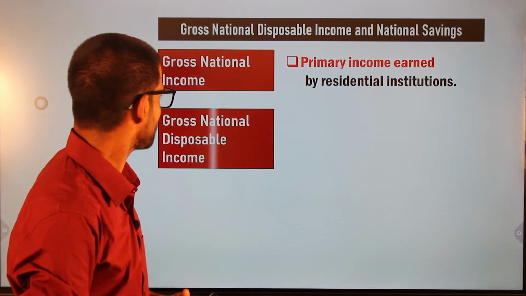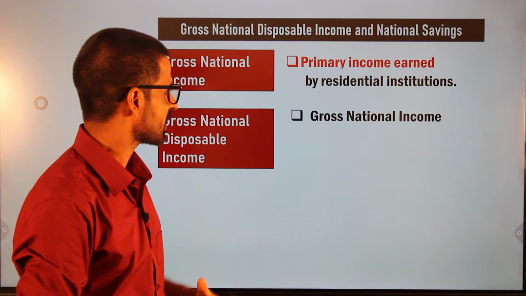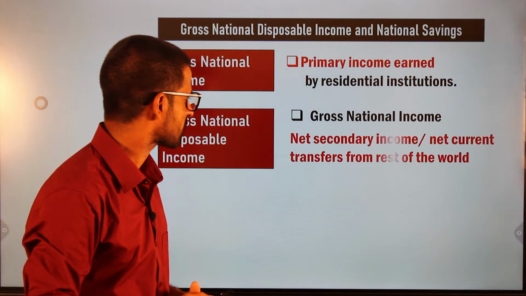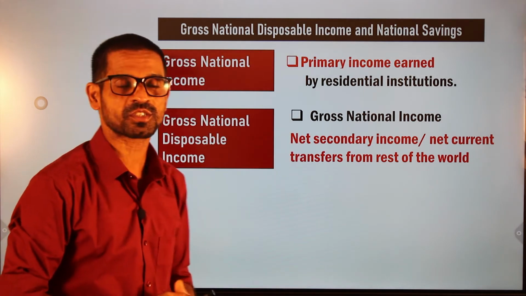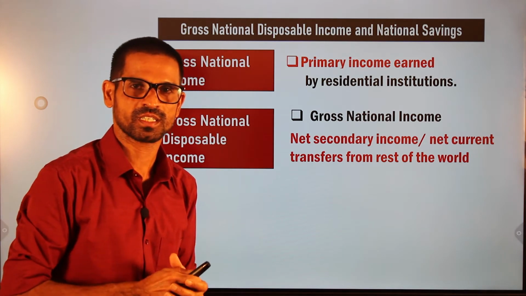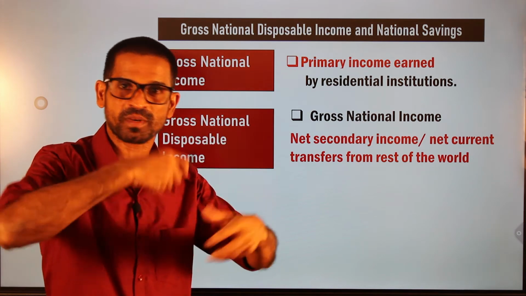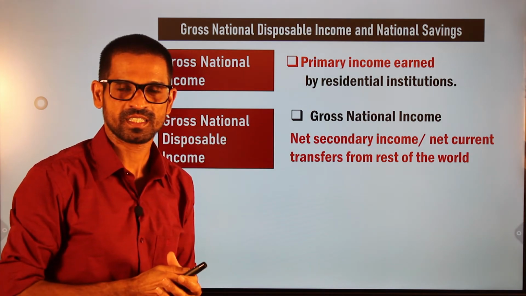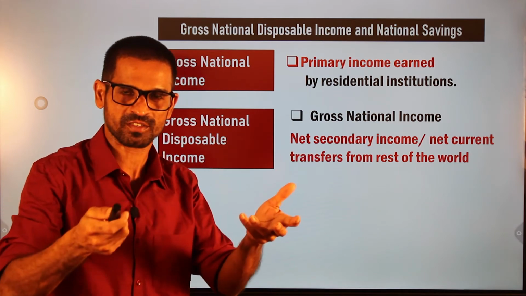So gross national disposable income consists of not only this primary income, that means gross national income, but also net secondary income. You can call it net current transfers from the rest of the world, from abroad. Right? Secondary income is not generated within the production process. Therefore we call it net current transfers.